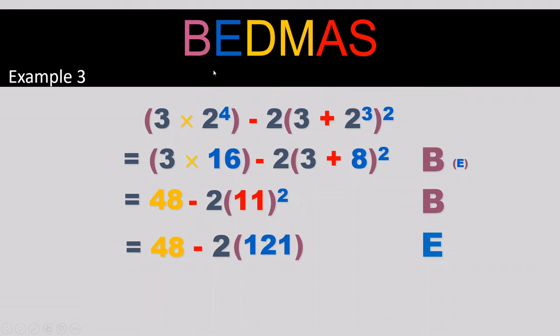So there's no brackets, there's no exponents. Is there any divisions? No, but there is a multiplication. This 2, which is sitting outside this bracket, is being multiplied by what's inside the bracket. And be careful with the sign here. There is a minus. So we're going to start with the 48, and we're going to minus 2 times 121, which is 242. We've got one operation left, and that's subtraction. 48 minus 242. Obviously, that'll give us a negative answer because we're taking a big number from a small number. That's negative 194.